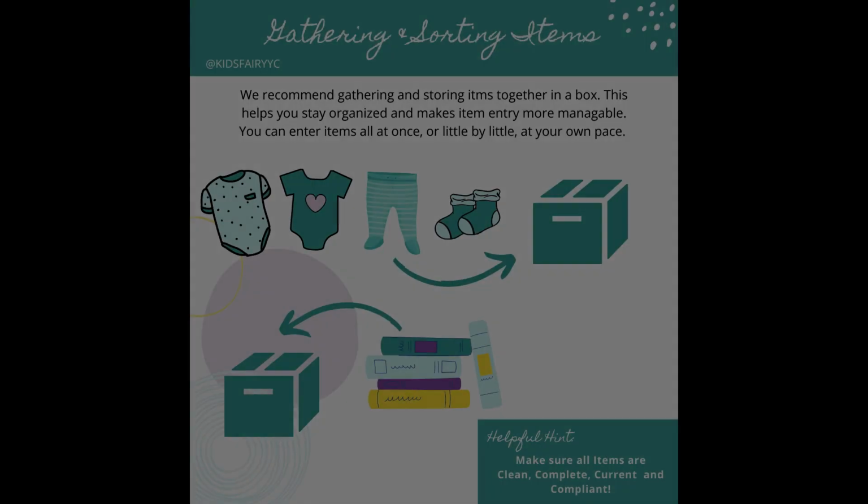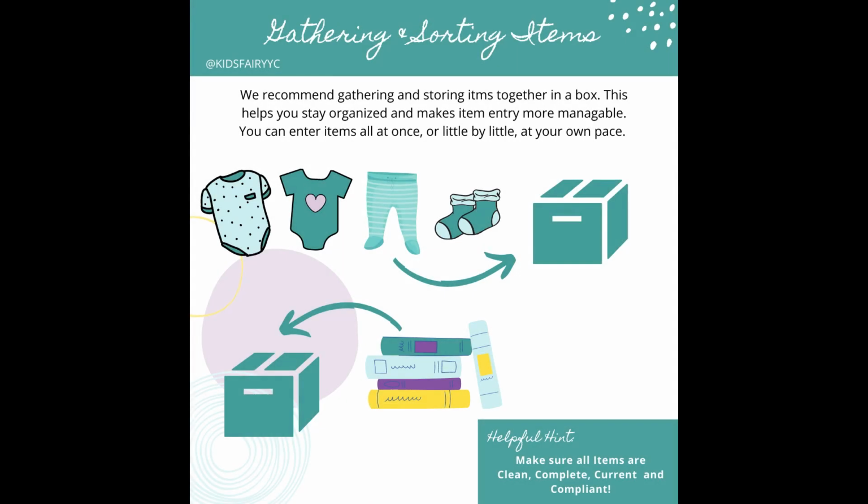Before we discuss entering items, we will talk about gathering and sorting them. It is logical to gather and store like items together in a box or other storage container before entering. For example, one box may contain clothing, another box small toys, and a third box books. Large items may be stored and handled on their own.